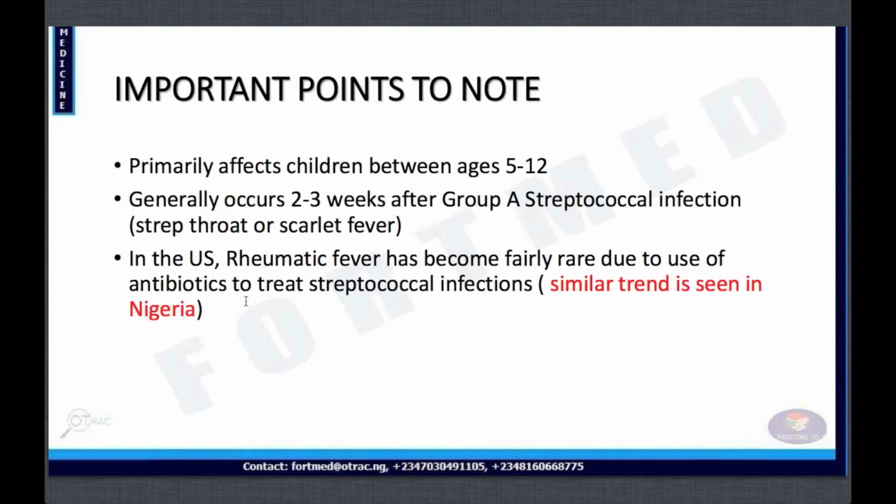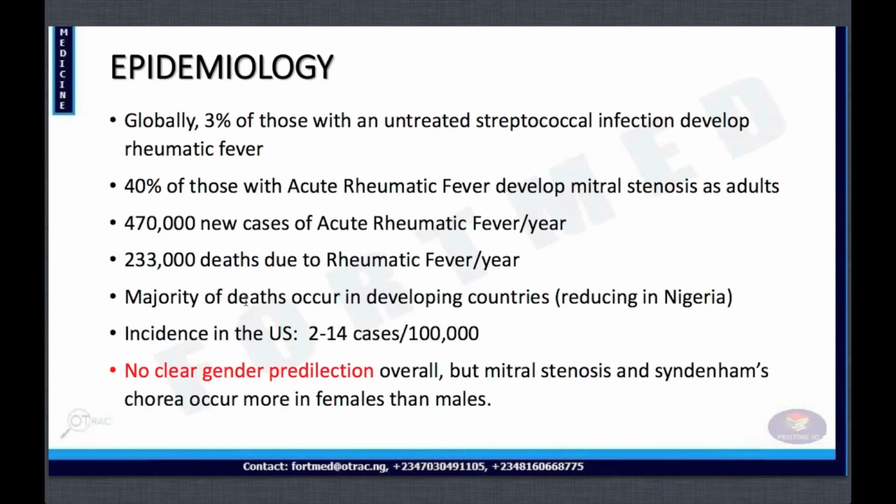It is primarily a disease of children, with the highest incidence in children 5 to 12 years old. In the US, and as we have seen in Nigeria, the trend is reducing as a result of antibiotic use. So it's no longer as common as it used to be in the olden days. These are the epidemiology. It is important to know that it has no gender predilection. So it is a ratio of 1:1 in males to females. And as I said earlier, the incidence is reducing worldwide, Nigeria inclusive.